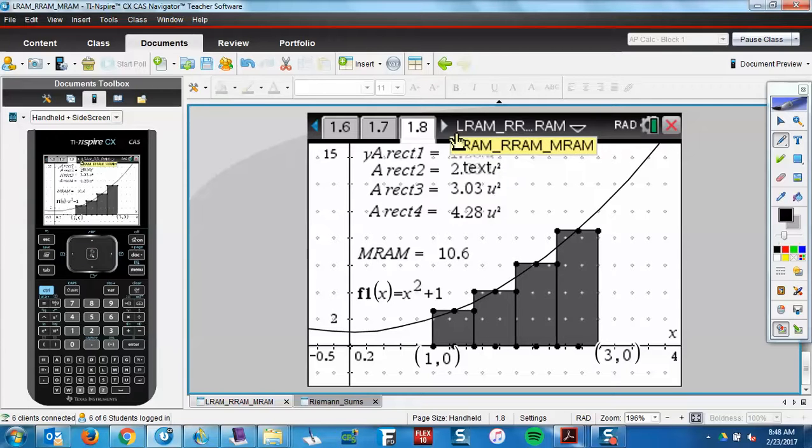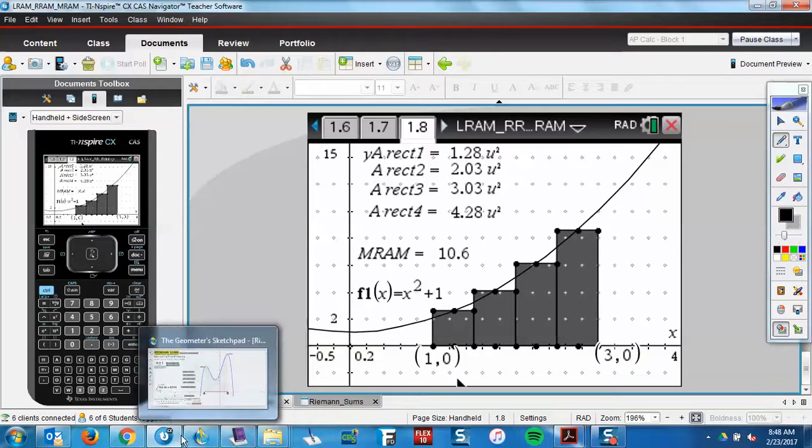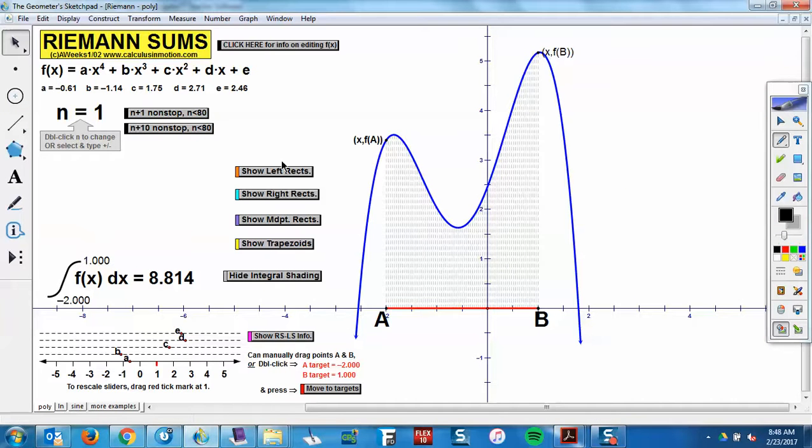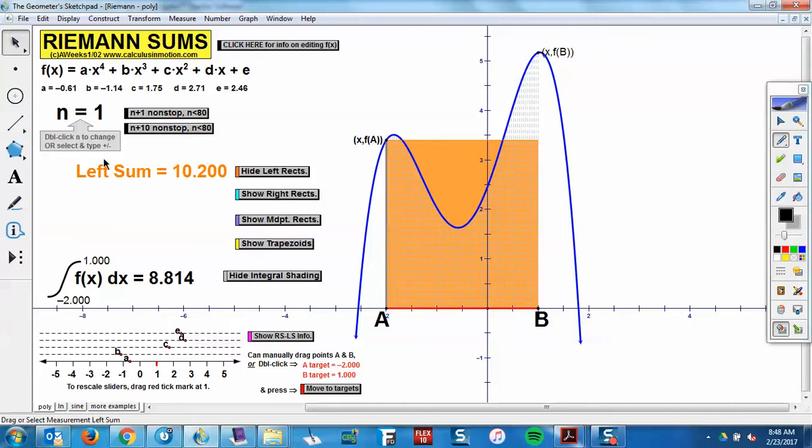Okay, so just to get that picture in your mind, you guys are going to be drawing these pictures and calculating these areas. All right. So, another picture to show you. Okay, so here's an area from A to B.